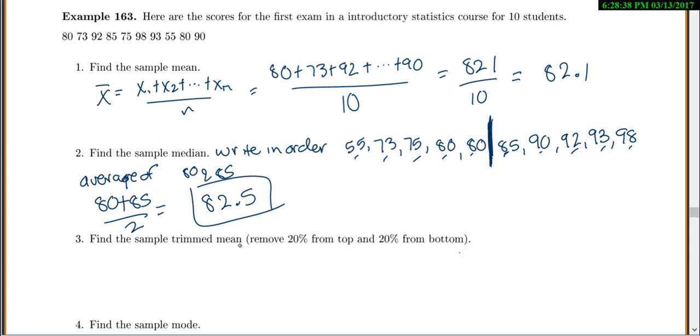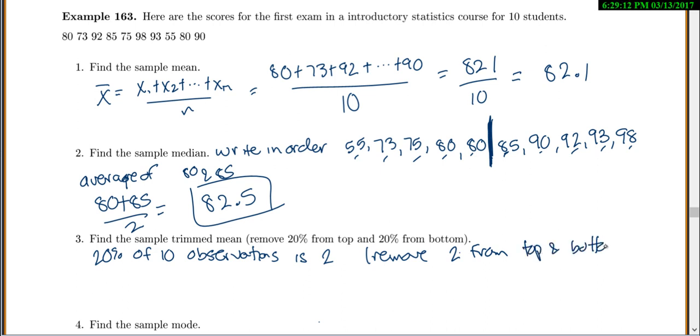So next, let's find our sample trimmed mean by removing 20% from the top and 20% from the bottom. Now this is because I told you 20%, otherwise I might say do it for 10%, 5%, etc. Let's see, 20% of 10 observations is going to be what? So 20% times 10, 0.2 times 10 is 2. So we'll remove 2 from top and bottom. So once again, have them all written out in order. So I'm going to just write them down again.